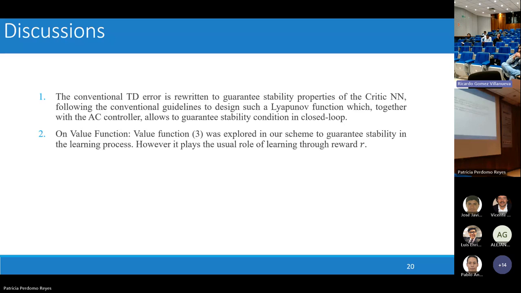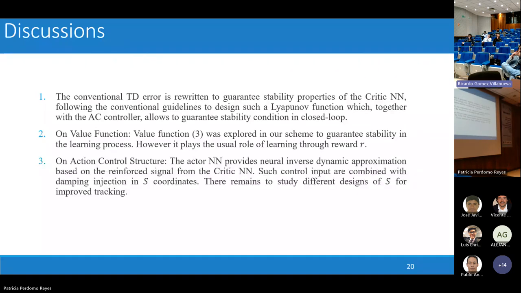Here I have my discussions. We use the continuous time temporal difference error with Lyapunov to provide a stability condition in closed loop. And also we explore the value function to guarantee stability in the learning process. And in the actor control structure, the neural network compensates the nonlinear dynamics. There also remains to study a different design of S for improved tracking, because here we only obtain boundedness of the tracking errors.